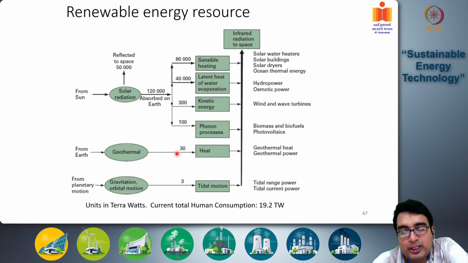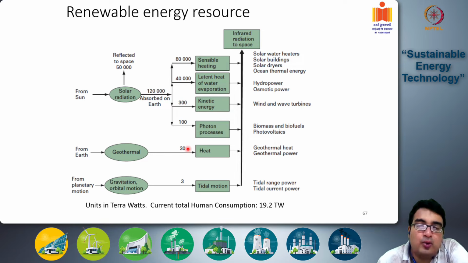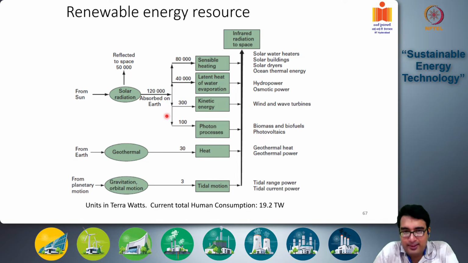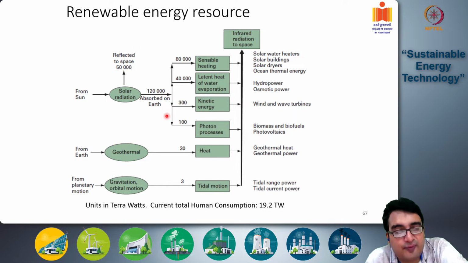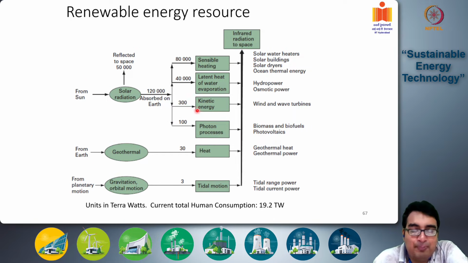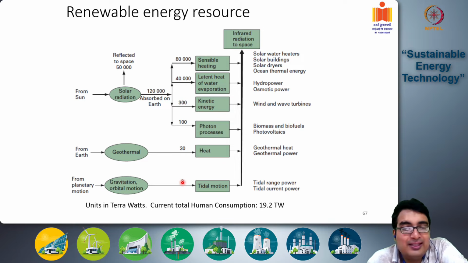Compared to this, geothermal energy, at least on the surface, is only around 30 terawatts. So you can already see a large imbalance. The sun is the main source of energy on the surface of the Earth, at least. And planetary motion, the tides, is only 3 terawatts of energy, very small.